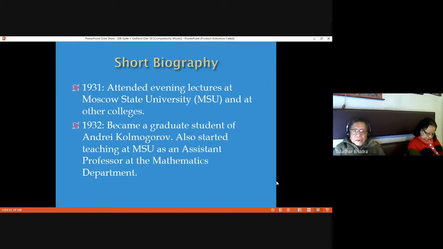In 1932, he became a graduate student of Andrei Kolmogorov, a mathematician, and also started teaching at Moscow State University as an assistant professor at the mathematics department. So you can see he didn't have formal schooling, but he was taking evening classes at Moscow State University, and Andrei Kolmogorov, the head of department, the senior most professor, gave him the task of teaching at the mathematics department in the same university.